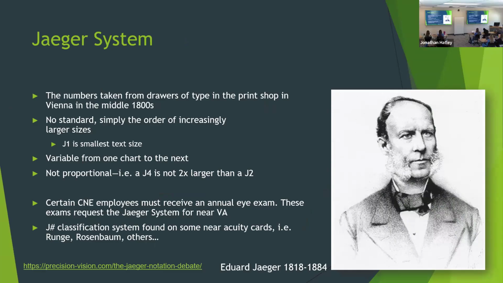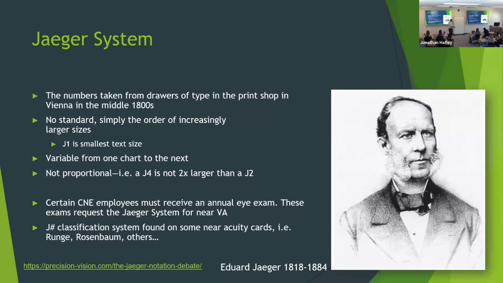Now, the thing that's weird about the Jaeger system is that the print size is actually variable. There's not really a standardized 5 minutes of arc at such and such distance. It's not even like your reduced Snellen cards, where the absolute size of the letter at 40 centimeters will subtend the same as a 20/20 optotype on your chart. So there are some problems associated with this.